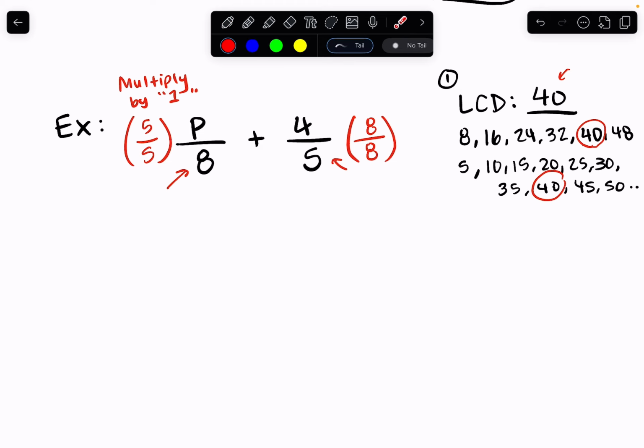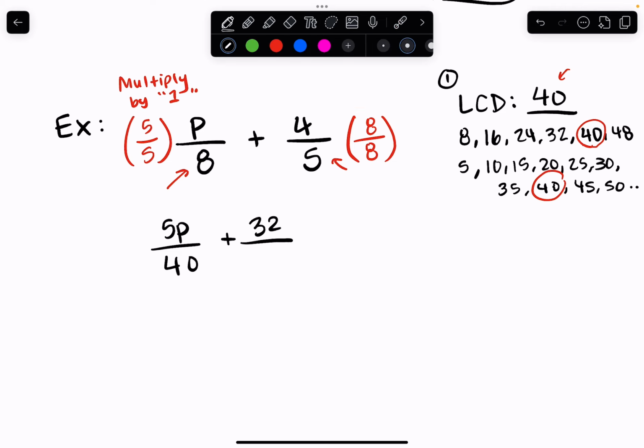So I'm going to focus section by section, so let's just look at this side first. So you want to distribute. So 5 times p is just 5p. And then 5 times 8, that gives you the 40 on the bottom. We're going to go ahead and do the other fraction. So again, 4 times 8 is 32. And then 5 times 8 is 40. And that is step 2, where you go ahead and rewrite that expression.